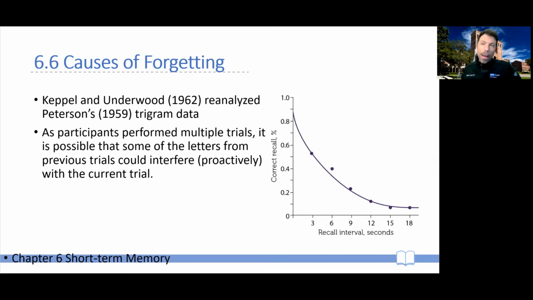Then the second trial, you get another trigram. And then the third trial, another trigram. The trigrams from previous trials are now confusing you and interfering with your recollection of the new trigram.